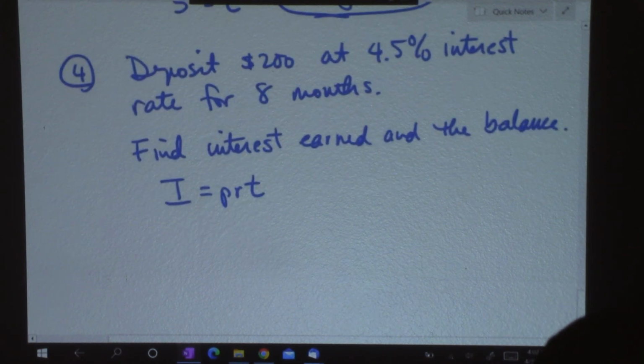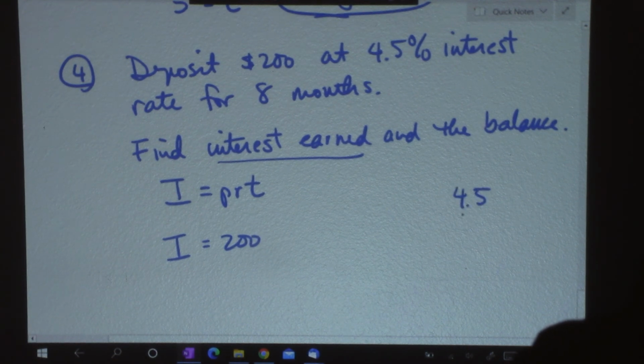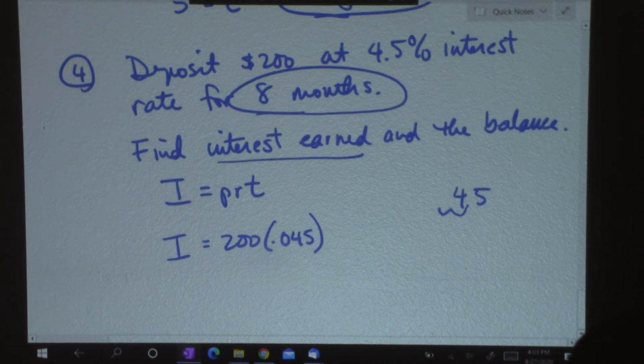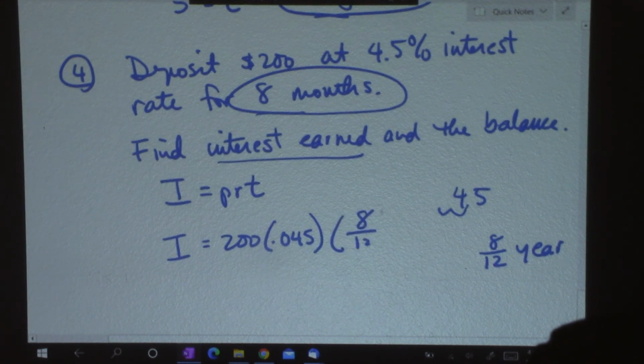Okay, and I want to find the interest earned, so I don't know I. The principal is 200. Now, 4.5%, I'm going to move that over 2, so that becomes 0.045. Now, how long? 8 months, but it's always in terms of a year. So it's 8 out of 12 months. It's 8/12 of a year, right? So I'm going to put 8/12 in. I have a fraction there.